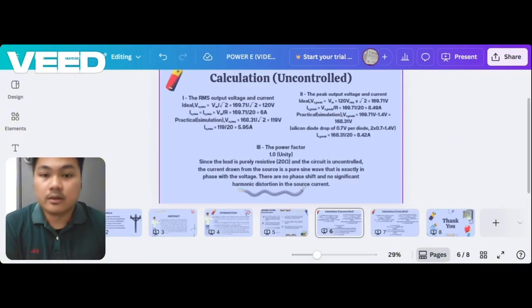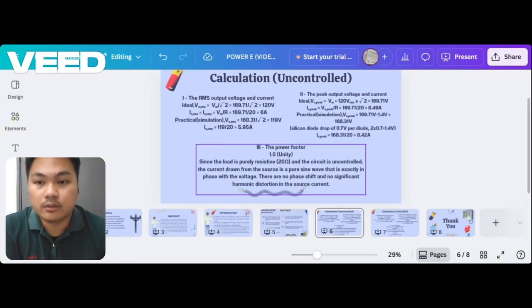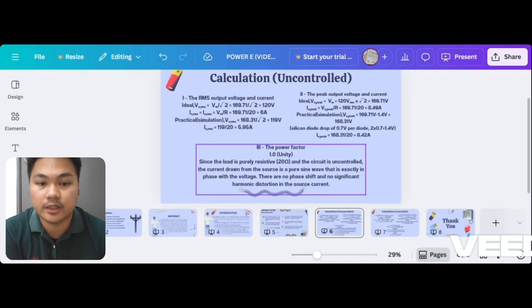The last one, we calculate the power factor, which is equal to 1.0. It is unity, because the load is purely resistive, which is 20 ohm, and the circuit is uncontrolled, so the current drawn from the source is a pure sine wave that is exactly in phase with the voltage. There is no phase shift and no significant harmonic distortion in the source current.